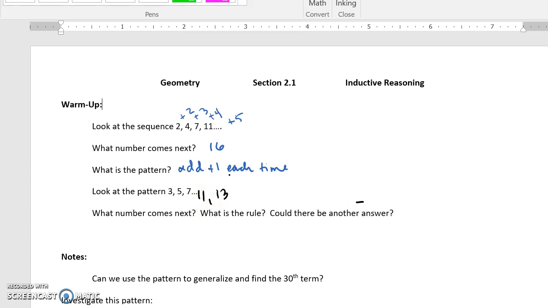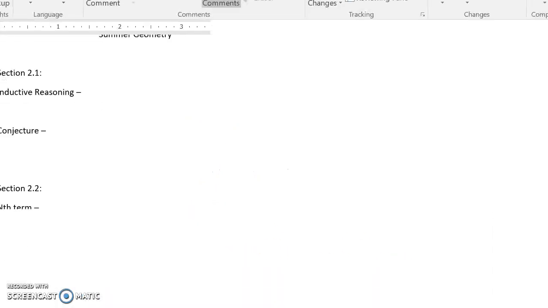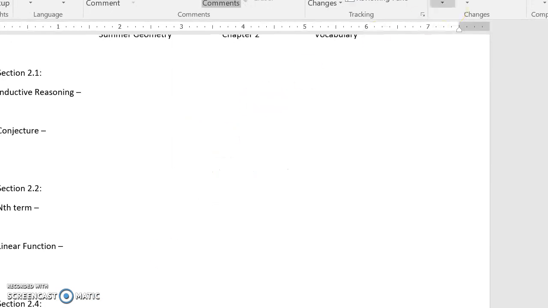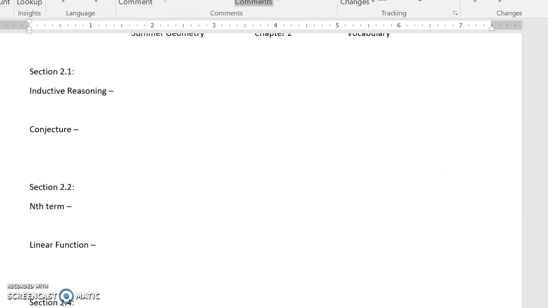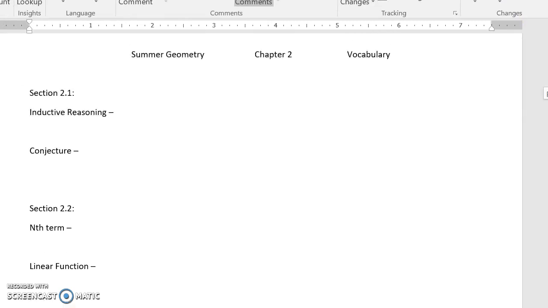So sometimes a pattern is really clear, and other times it can be more interpretive depending on what you have. So what we're doing here is we're looking at these specific examples, and we're kind of inferring or recognizing a pattern. And this is the process of inductive reasoning. So I want you to grab a sheet of paper, and we're going to make a vocabulary list. So this is for chapter 2.